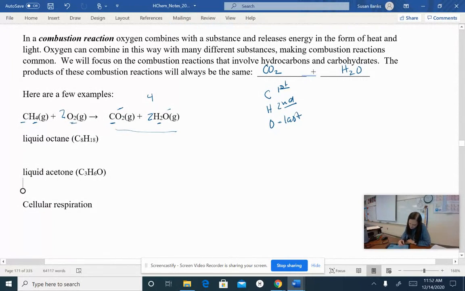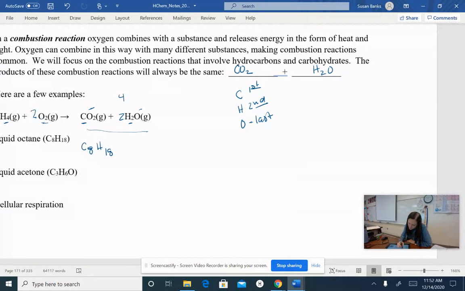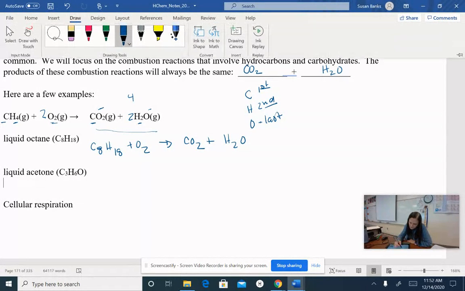Liquid octane. So this is the primary big ingredient in our gasoline. Octane is mostly what gasoline is made up of. We're going to burn this in the presence of oxygen. It will give us carbon dioxide, and it will give us water. Okay? So always write that skeleton equation first, then go back and balance it. Okay, we're going to do our carbons first.